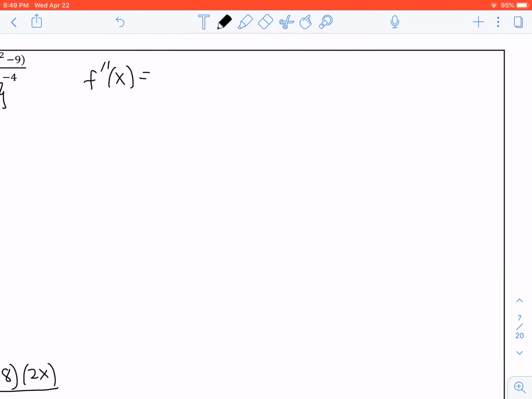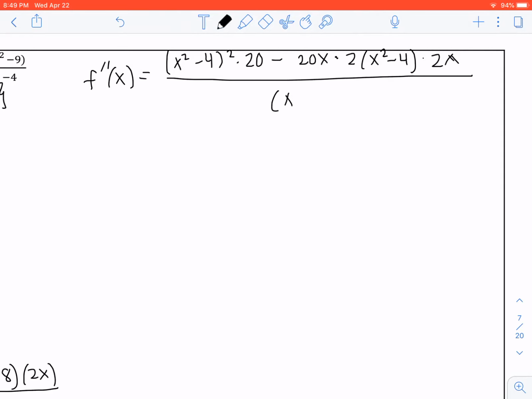So we have our denominator from our first derivative, which is x squared minus 4 squared, times the derivative of the numerator, and the derivative of the numerator is just 20, minus the numerator, which was 20x, times the derivative of the denominator, which we have to use the chain rule, so it's going to be 2 times x squared minus 4 to the first, times the derivative of the inside, which is going to be 2x, all over x squared minus 4 squared. So I'm going to go ahead and put that to the fourth power.